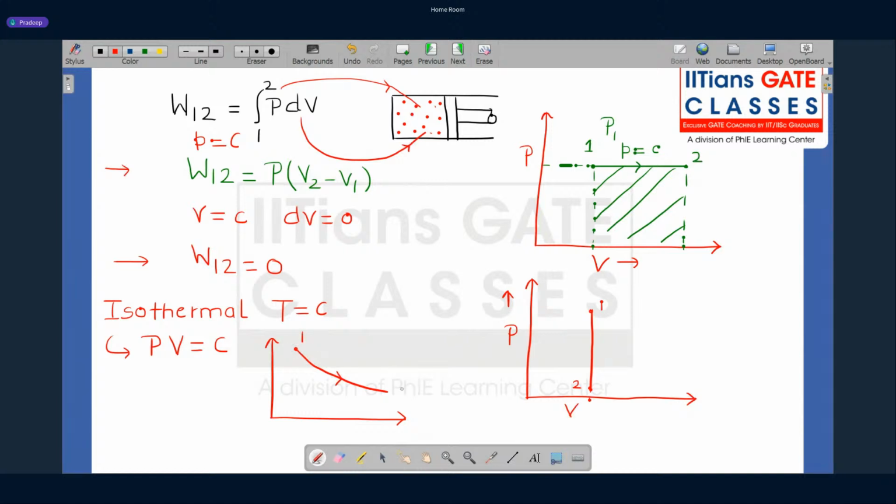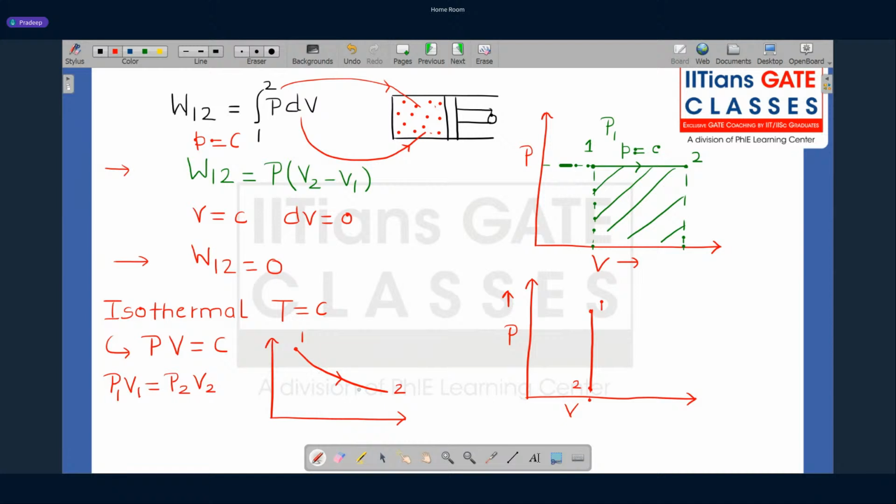1 to 2. So this is the process path. So you can relate using this process. If you want to relate any two state points, how can you relate? You can write P1 V1 equal to P2 V2. Look at it here.